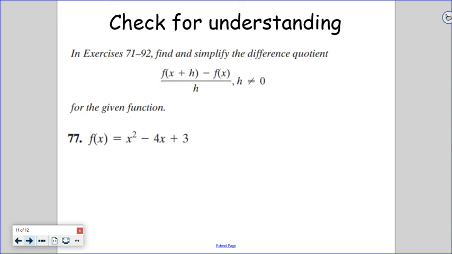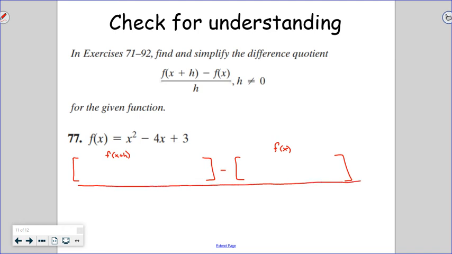This might help. Remember, you are writing out the entire function the first time, evaluating for x plus h, minus write out the entire function a second time, evaluating for f of x, just at x. All over h.